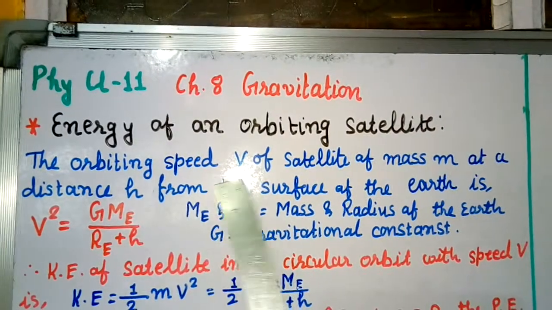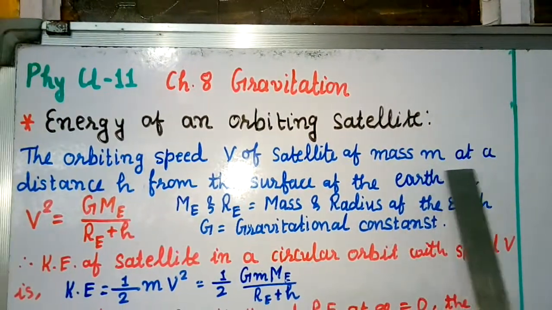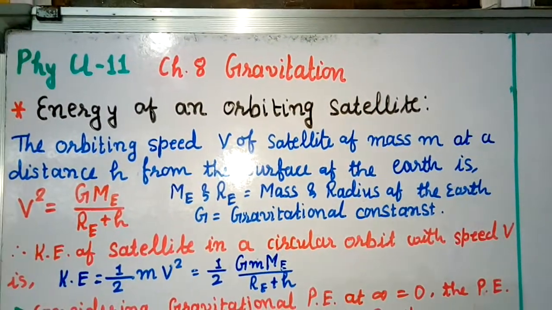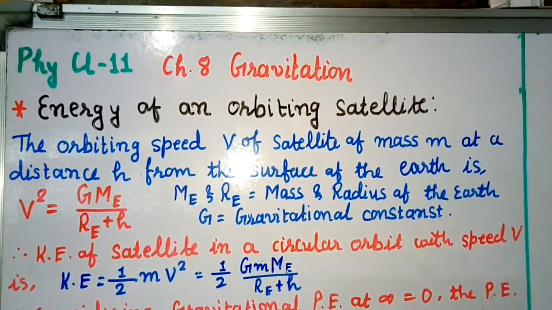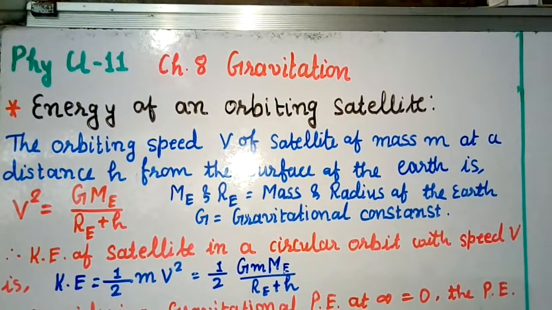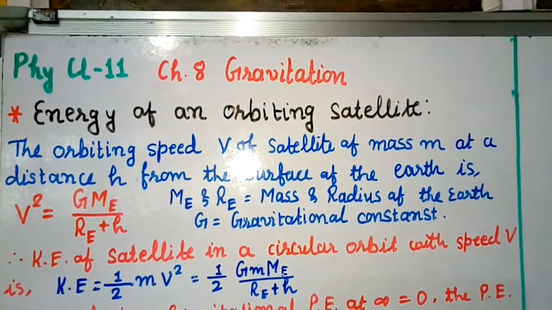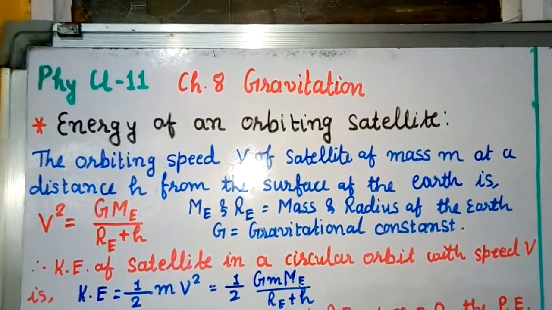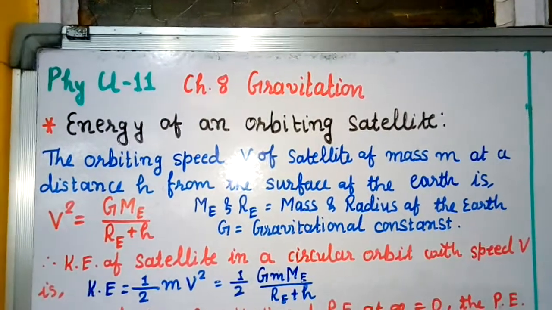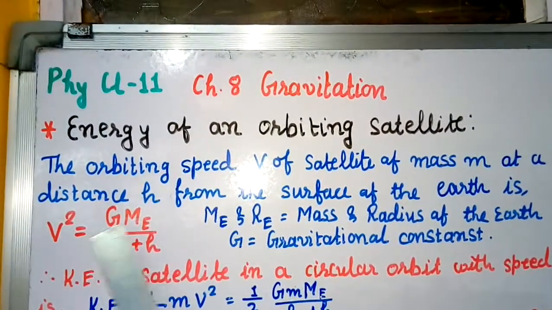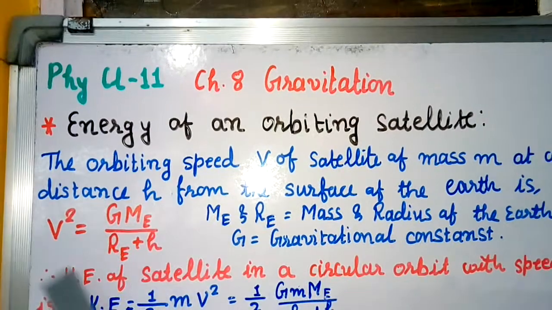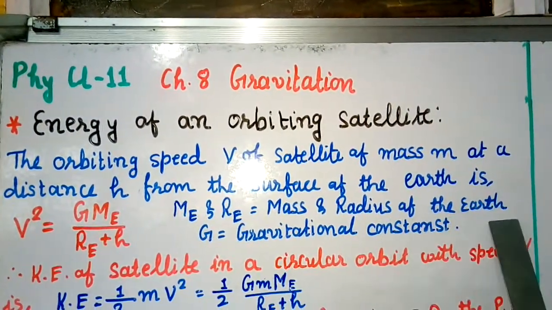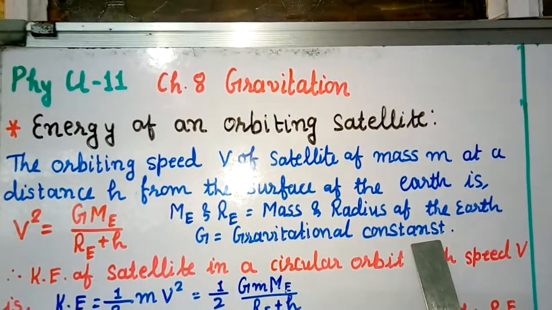The orbiting speed v of a satellite of mass m at a distance h from the surface of the Earth is... Now we have studied in the last class that if a satellite of mass m is orbiting with a speed v at the height h from the surface of the Earth, then the speed is given as v square is equal to GMe by Re plus h. This formula we have derived, where Me and Re are the mass and the radius of the Earth, and G is the gravitational constant.